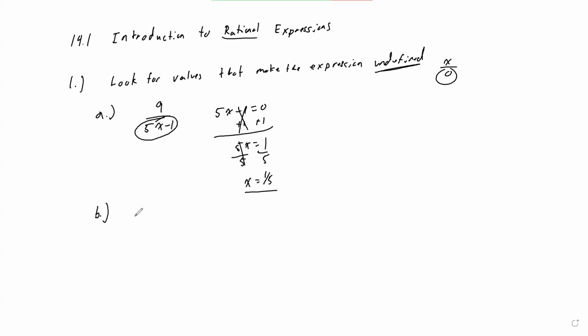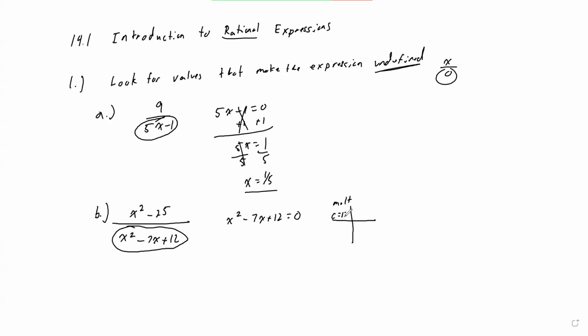All right, let's look at another one. Let's look at part B. We have x squared minus 25 divided by x squared minus 7x plus 12. I do not care what's going on the top. I only care what's going on the bottom. So therefore, I take the x squared minus 7x plus 12 and I set it equal to 0. So now I'm ready to do my t-chart. What multiplies to my c, which is 12? What adds to my b, which is negative 7? I want to multiply to a positive, add to a negative. So that tells me both of them are going to be negative.